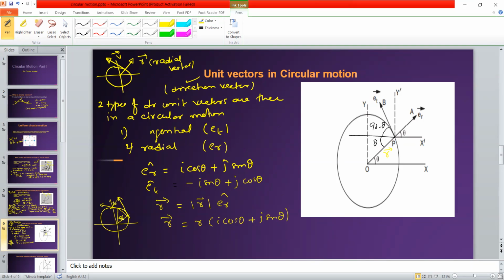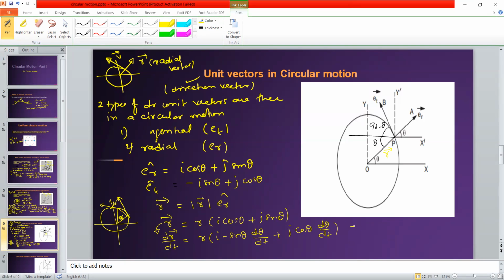Okay, so this particular change you have to find out. If we differentiate the position vector, we'll get the velocity vector. So dr by dt is equal to R times I sin theta d theta by dt plus J cos theta d theta by dt.